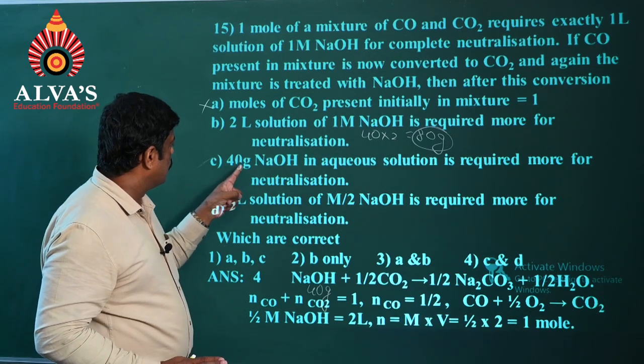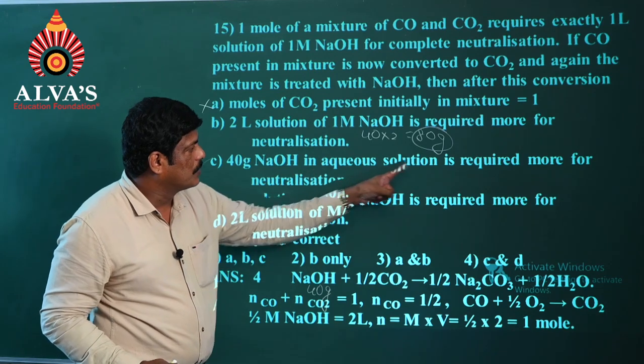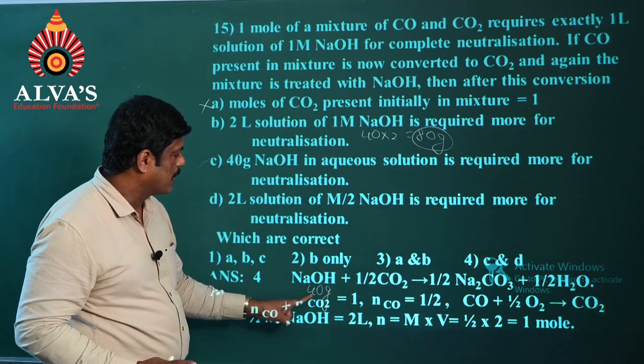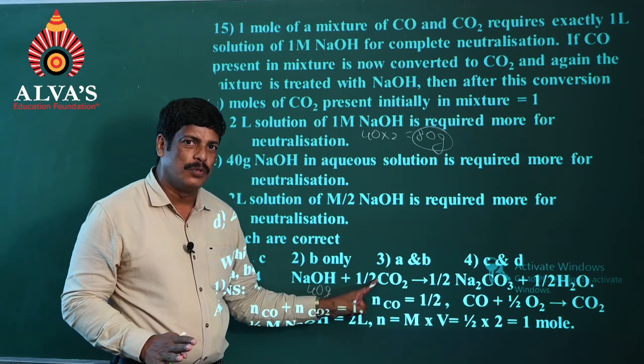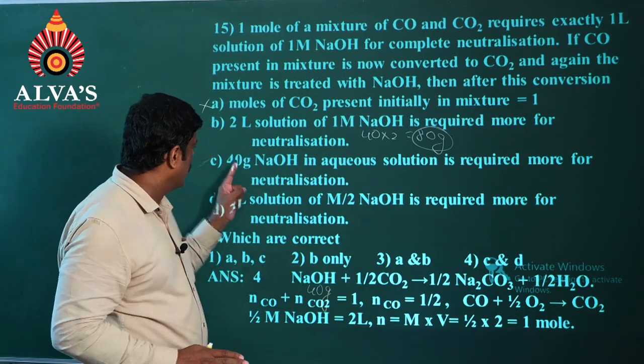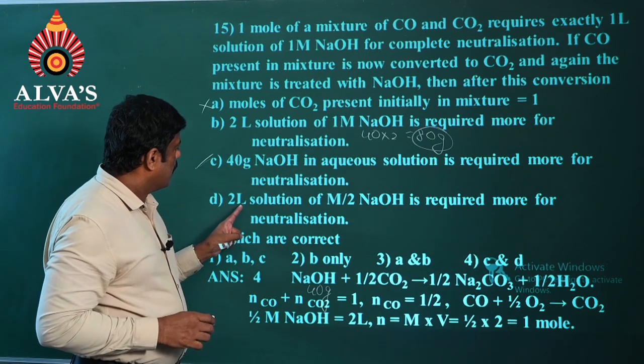Let us see the third option. 40 gram of NaOH in aqueous solution is required more for neutralization. That is correct, because 40 gram is required for neutralization of half mole of CO2. So this is a correct option.